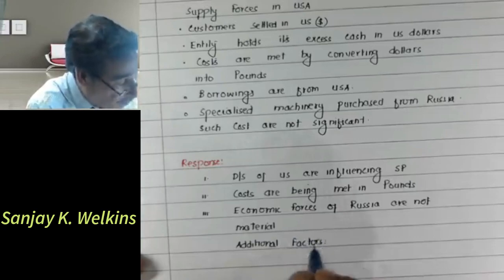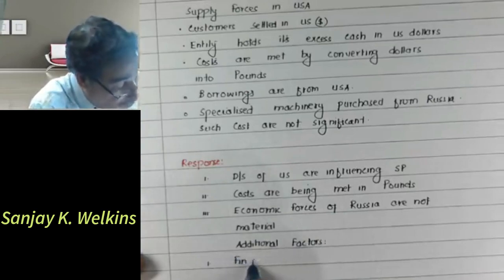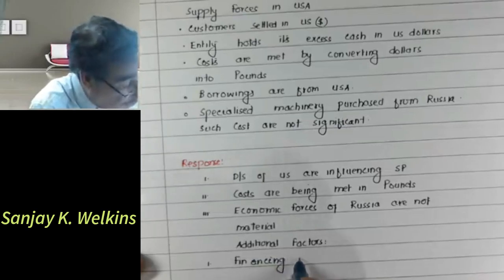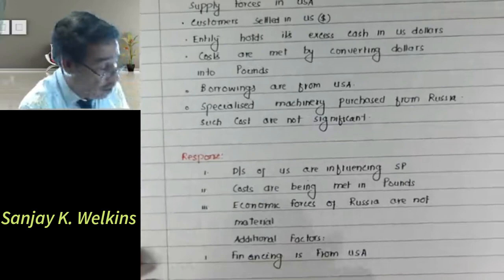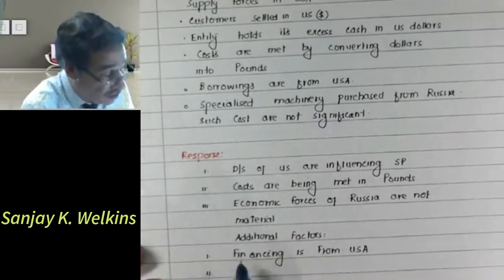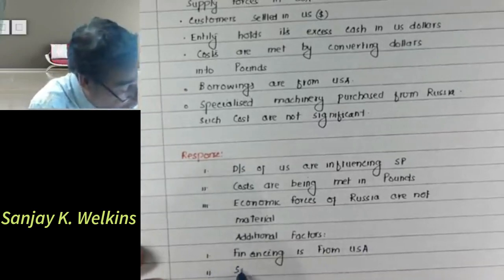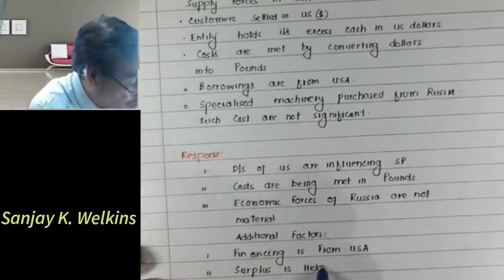Additional factors state financing is from USA, because borrowings are from USA, it is given. So financing is from USA. We are borrowing the funds from USA, and also we are holding the surplus cash in US dollars. That is why US dollar will be functional currency. Surplus is held in US dollars.